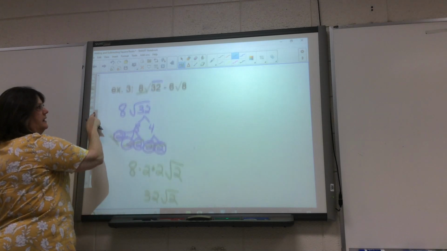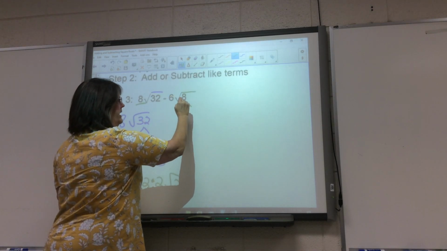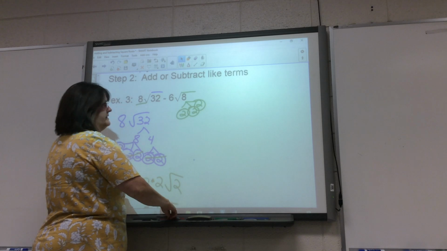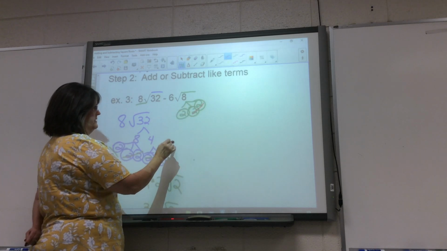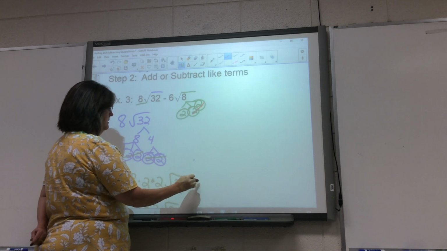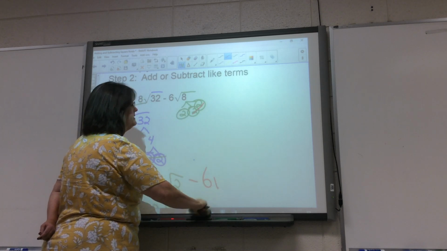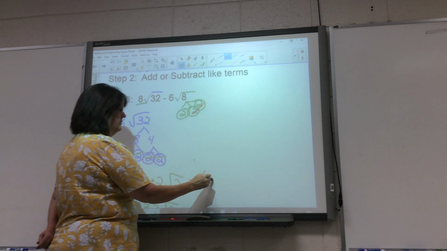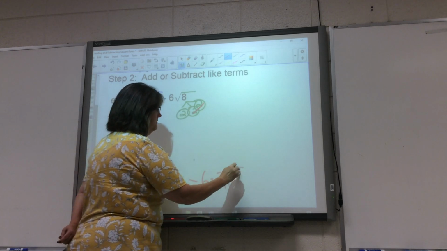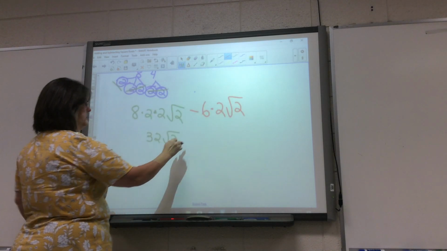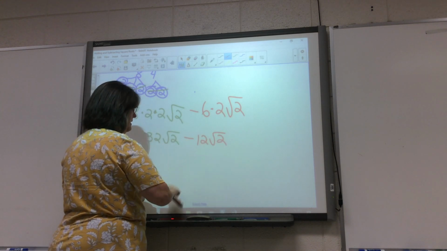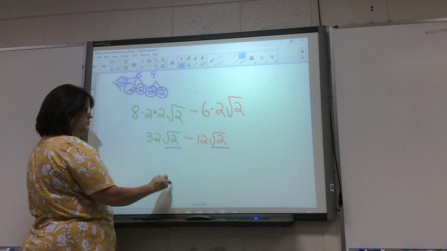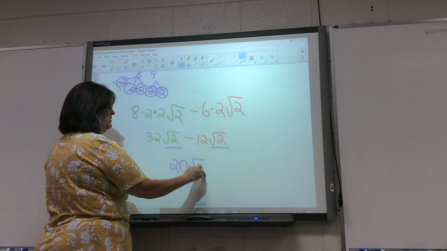So 8 times 2 times 2 is 32 onto the square root of 2. That's my first one. I'm going to take the second one, do the same thing. Remember, 8 has 3 2's. And it takes 2 of the same number to bring 1 out of jail. So this is minus 6 times the 2 that you brought out onto the square root of 2. So that is 12 square roots of 2. Now they are like, and I can put them together. I've got the square root of 2 and the square root of 2. And 32 minus 12 is 20 onto the square root of 2.